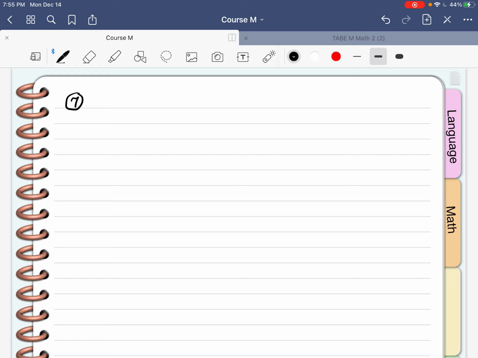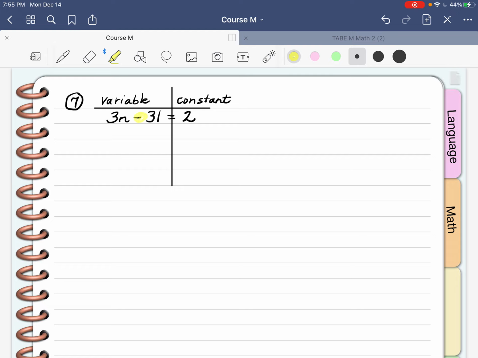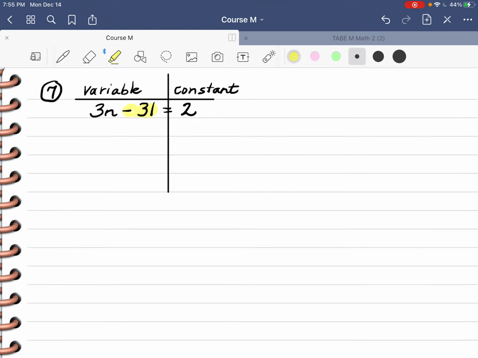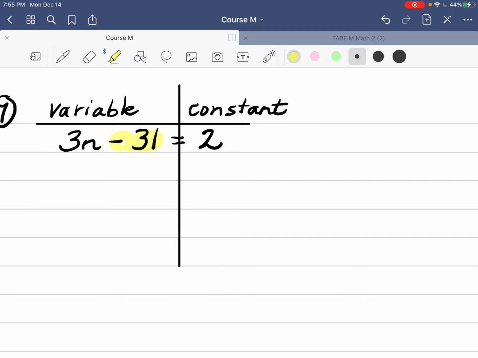And here's number 7. I have 3n subtract 31 equals 2. Power T. Variable. Constant. And we need to move that 31 over to the other side. It's a minus 31, so I'll add 31 and cancel.